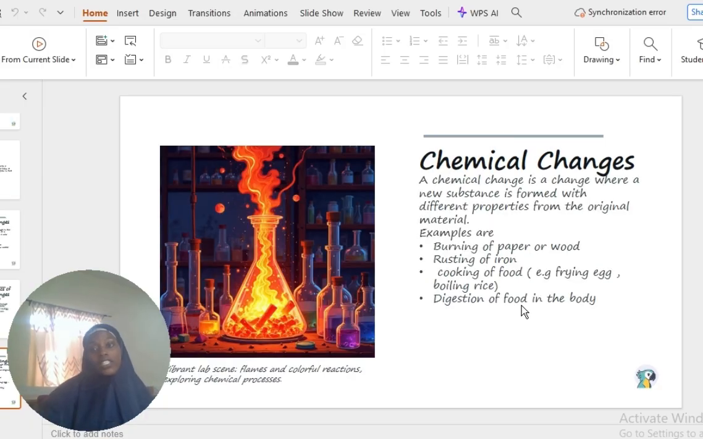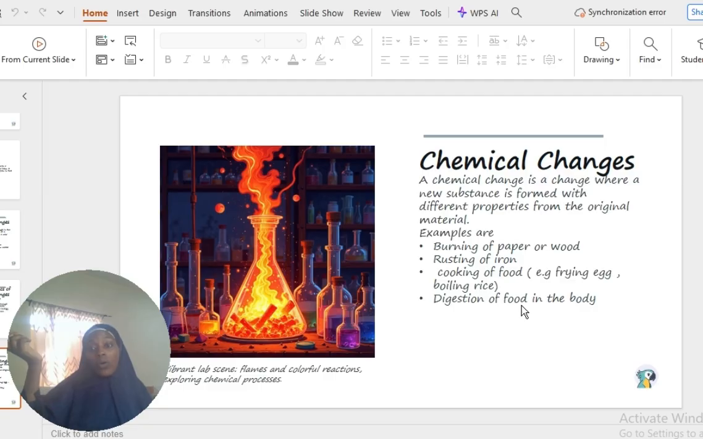And chemical change is a change where a new substance is formed with different properties from the original material. Examples: burning of paper. When you burn paper, you get charcoal or ash, a different substance with different properties from the paper or wood. Rusting of iron. Rusting can occur when the iron is exposed to oxygen and moisture. We can say air and water. It becomes rust and you cannot get the original iron back.